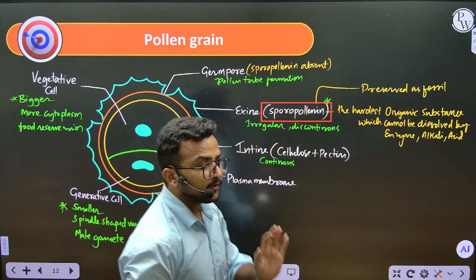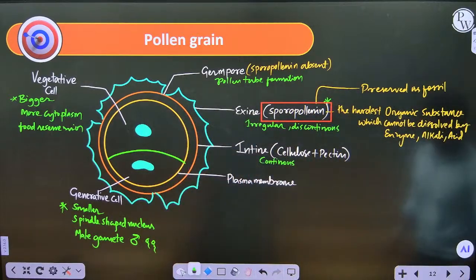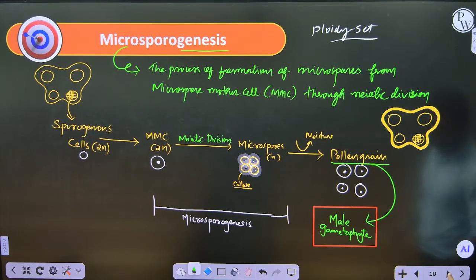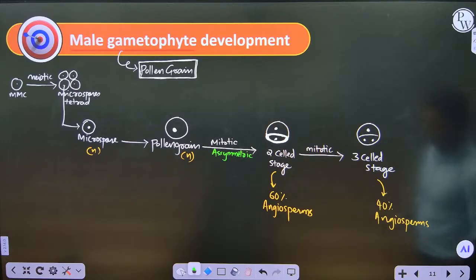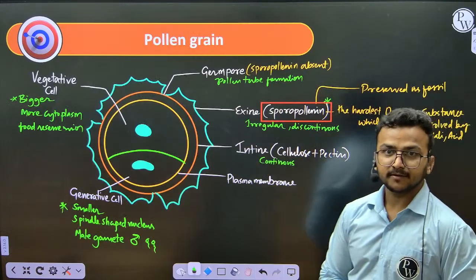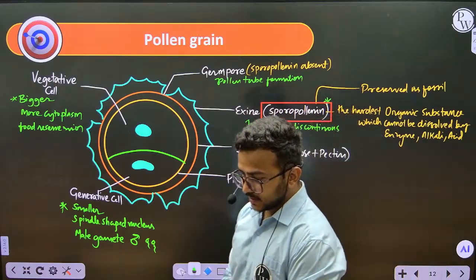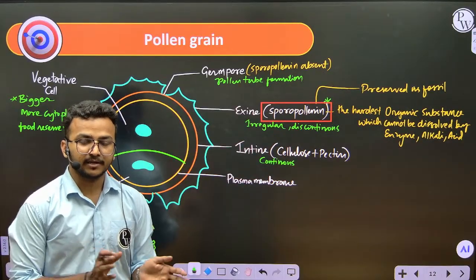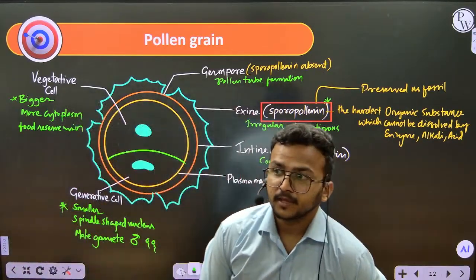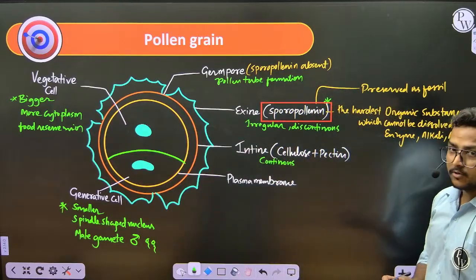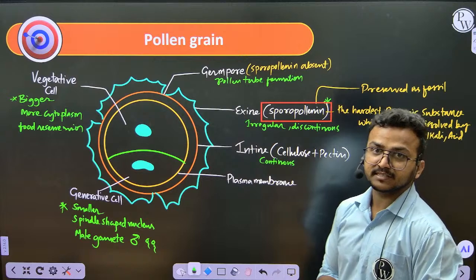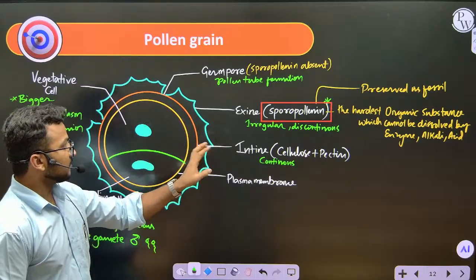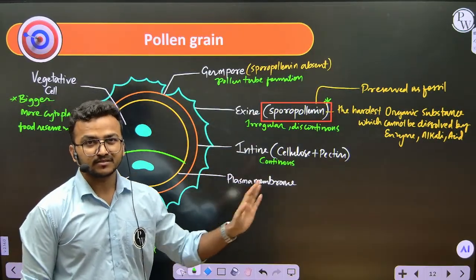So far what we have learnt is microsporogenesis, male gamete development and the structure of pollen grain. In today's topic, we have completed almost a page of information. You can check it in your NCERT. Related to this, we'll start the next session by solving some questions related to these topics which we have discussed today.